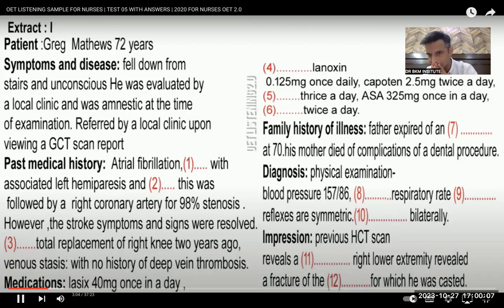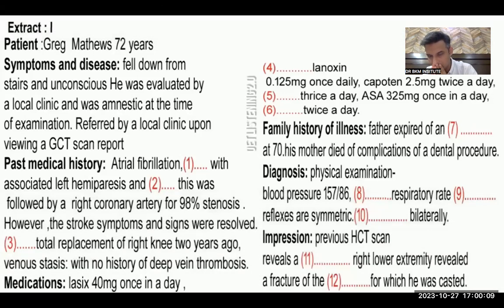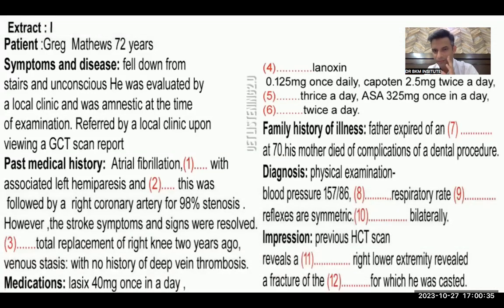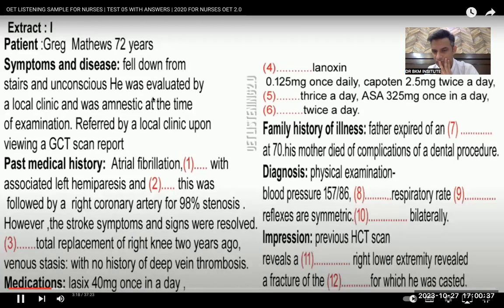Noxin, 0.125 milligrams once daily. Capotin, 2.5 milligrams twice a day. Salicylate, 750 milligrams thrice a day. ASA, 325 milligrams once in a day.